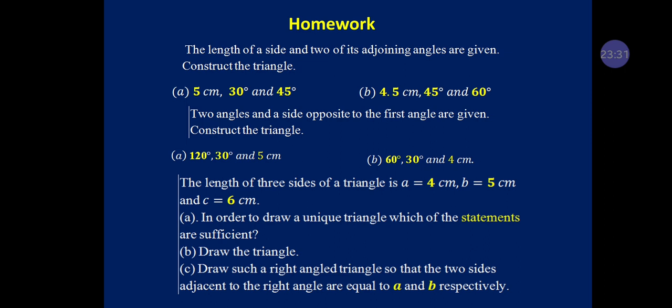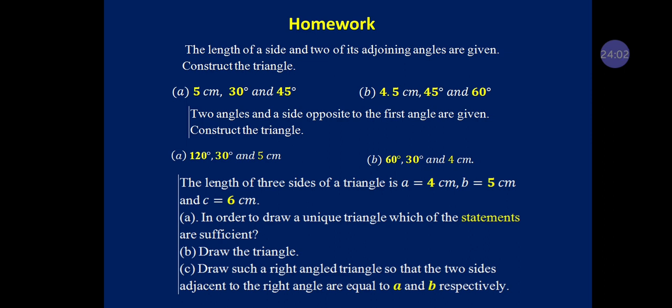To solve this question, I want you to go through your examples. Go through the 6 examples from your book, the exercise MCQs, and my 2 lectures. Then I think you will be able to answer that question. It's very important, and you should let me know in the comment section whether you understand that number A question or not. And in C, draw a right angle triangle so that the two sides adjacent to the right angle are equal to A and B.